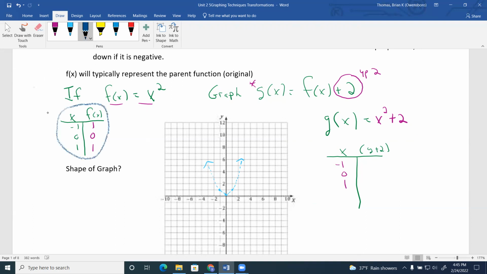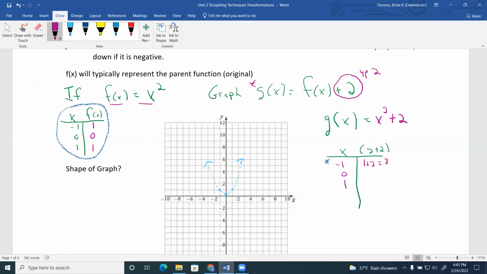And what we want to do is create a new table using those ordered pairs. So notice how the -1, the 0, and the 1, we've already put those over here. Those have already been done for us. They don't change. The x values don't change. What's going to change are our y values. So when that y value is a 1, we're now going to add a 2 to that, and that's going to give me my new y value of 3.